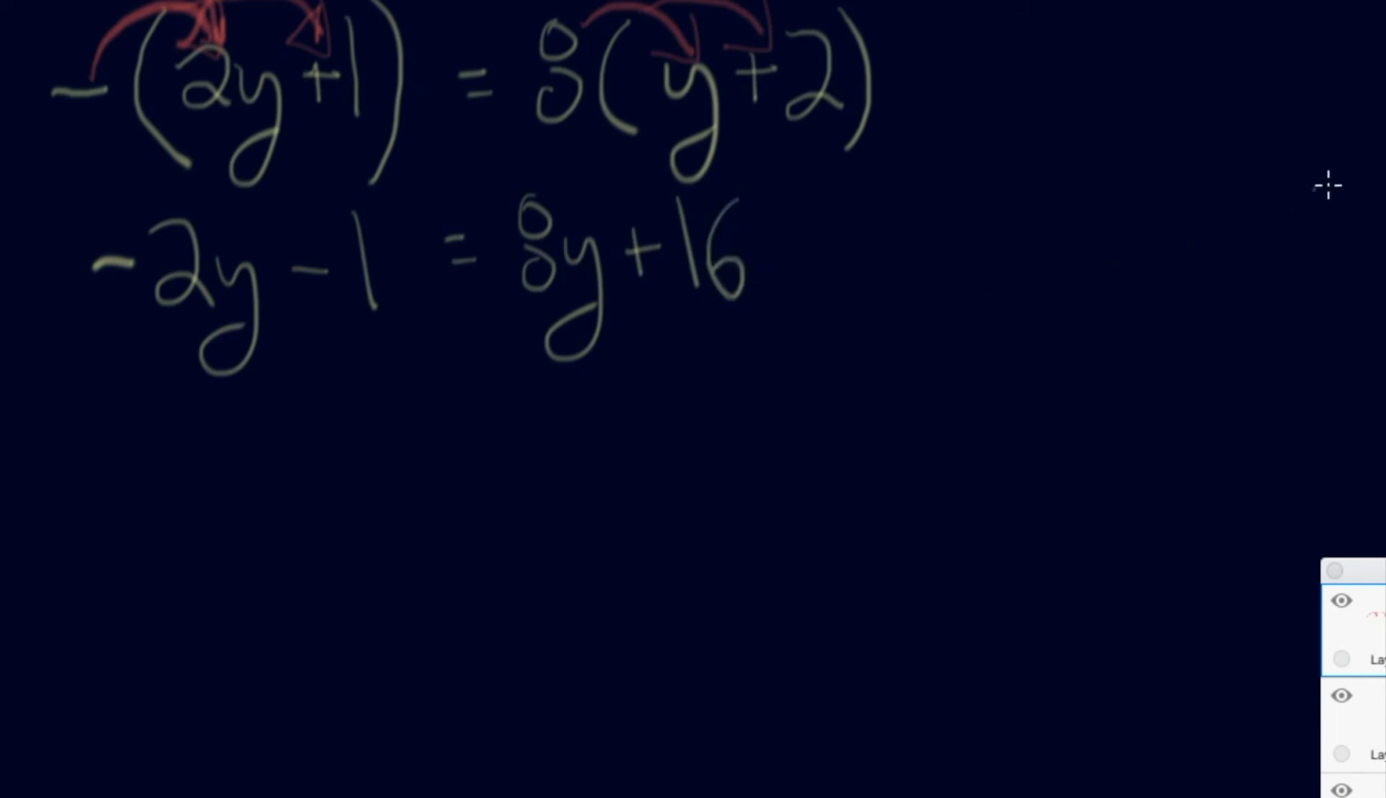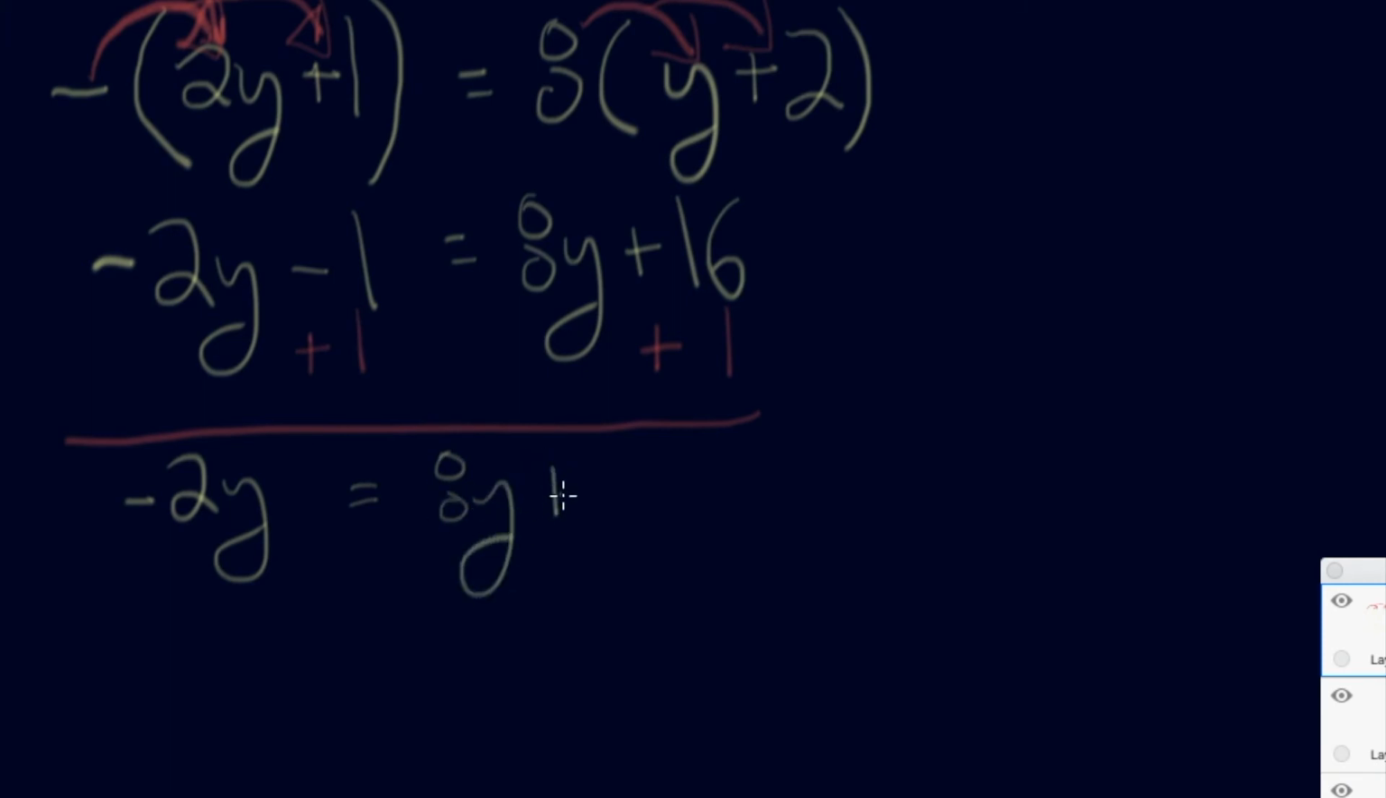Awesome. Now, we need to get our constants on the right-hand side and our variables on the left-hand side. So I'm going to get rid of my negative 1 here by adding 1 to both sides. And I'm going to do what that looks like right now. So that leaves me with negative 2y is equal to 8y plus 17.